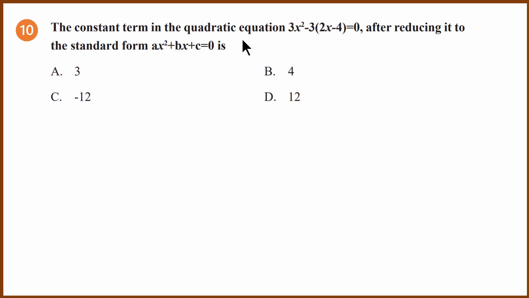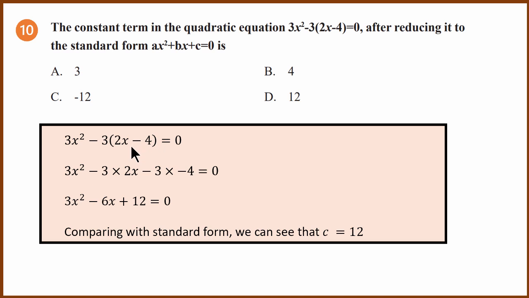The constant term in quadratic equation. ಒಂದು quadratic equation ಕೊಟ್ಟಿದ್ದಾರೆ. 3x square minus 3 times 2x minus 4 equals 0. What is the constant term after reducing it to standard form? ಅಂತ ಕೇಳಿದ್ದಾರೆ. ಇದನ್ನು ಹೇಗೆ ಮಾಡೋದು? You have to simplify this and then find out what is the constant part. What does that mean?